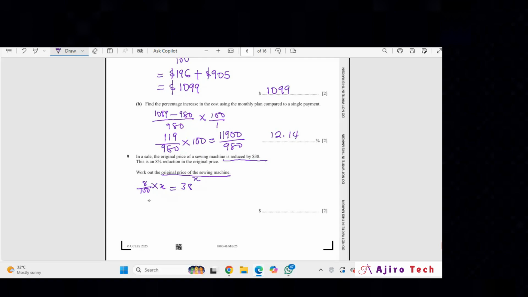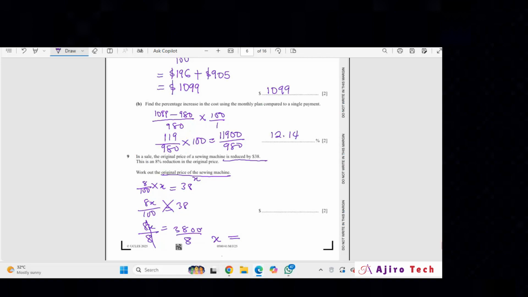So what we have here, you're going to have 8S over 100 is equal to 38. So if you cross multiply here, you're going to have 8S is equal to 3800. That is 100 times 38 to give us this. Divide this by 8 by 8. This one we cancel this. So our S becomes what?